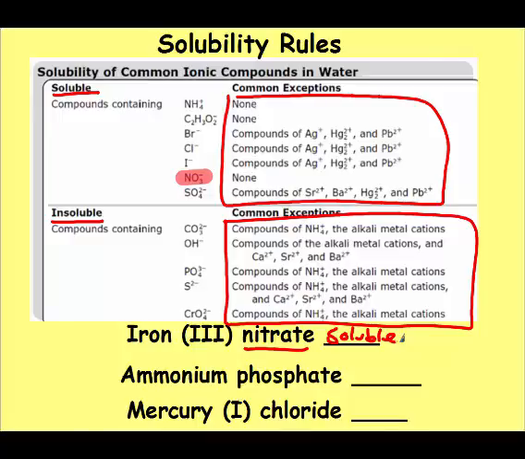Ammonium phosphate, we can look at phosphate. Phosphate is here, and phosphate should be insoluble unless it's with ammonia or the alkali metals. Remember, the alkali metals are group 1A. So since it's with ammonium, it will be soluble.